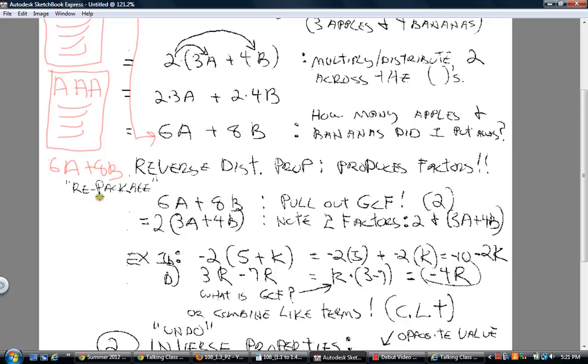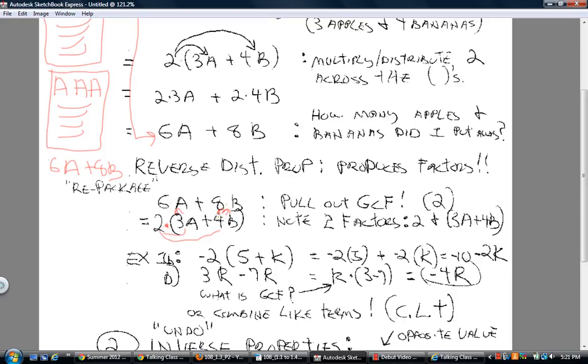If I asked you to repackage it, or find a set of parentheses with the same elements inside them, how many sets could I find? The way we usually do this in math classes, we say pull out the greatest common factor. That's what GCF is. So look at 6a and 8b. What's common in both of them? The coefficients 6 and 8, but what's the biggest number you can take out of them evenly? 2. Why? Because 2 times 3 is 6, 2 times 4 is 8. So 2 times 3a is 6a, and 2 times 4b is 8b.